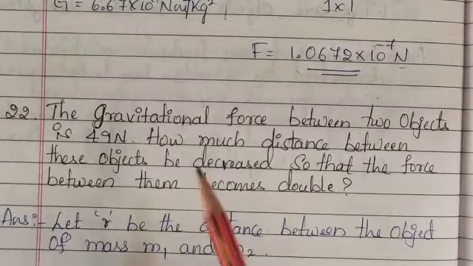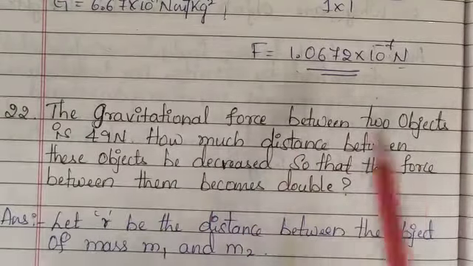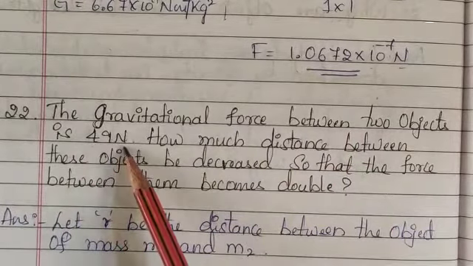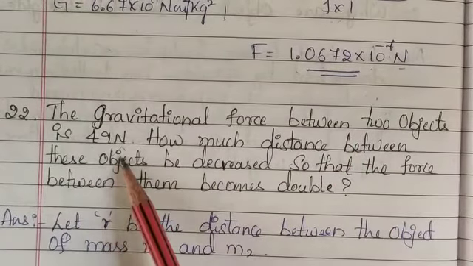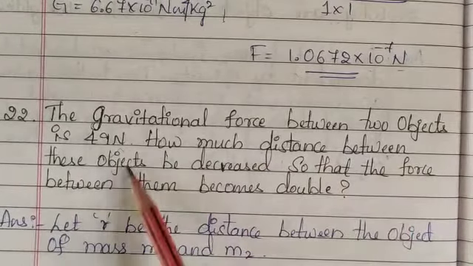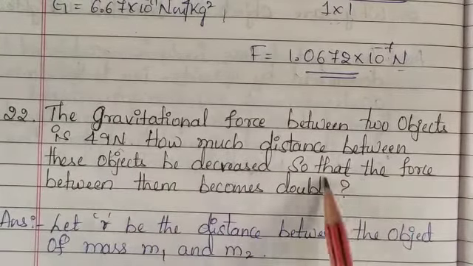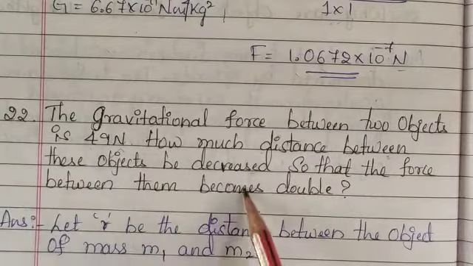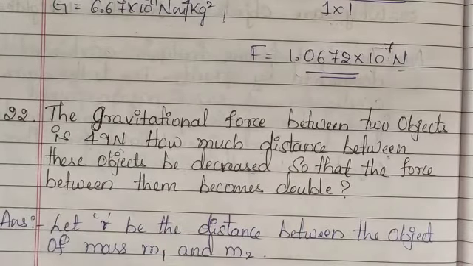Next question is, the gravitational force between two objects is 49 Newton. So 49 Newton is the force given. How much should the distance between these objects be decreased so that the force becomes double? So initially the force between two objects is 49 Newton, and we have to find how much to decrease the distance.